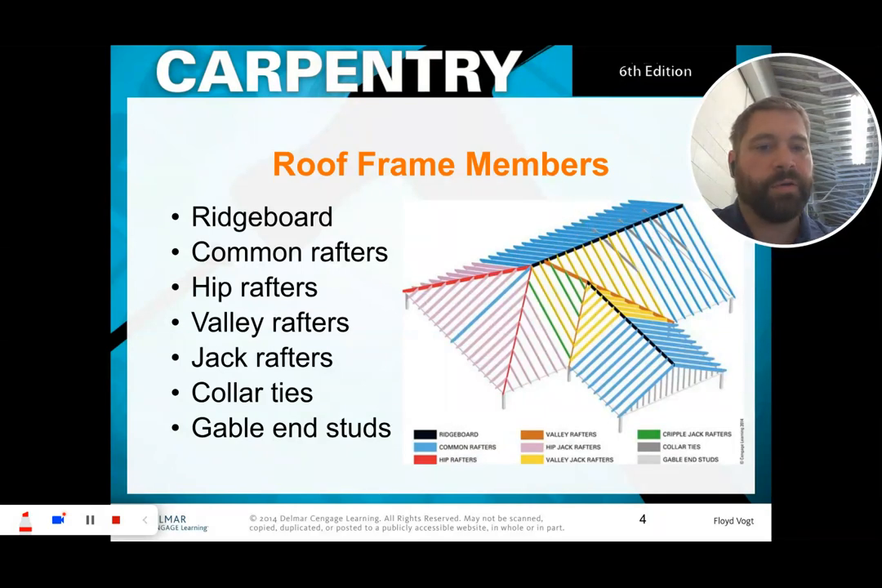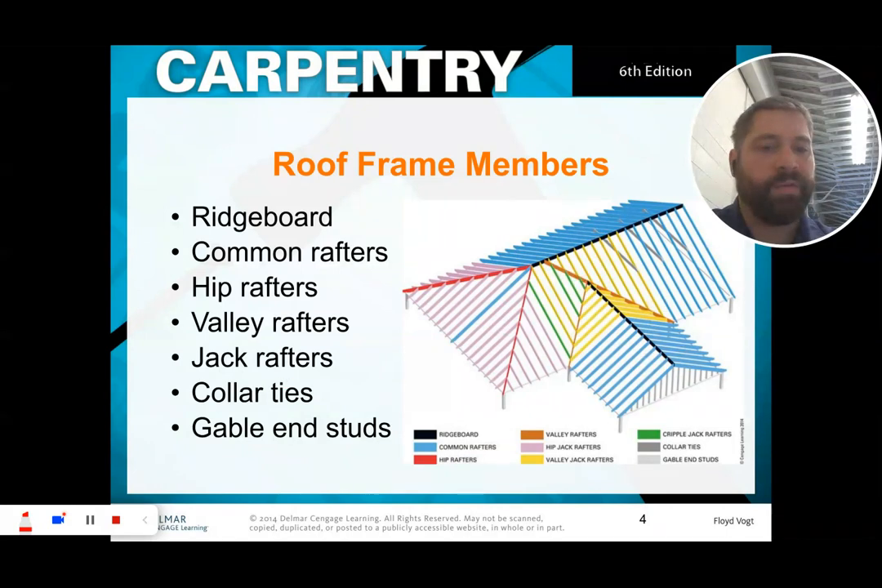Next that we have are our hip rafters. So it's that nice red color. Here we have one hip rafter, and up here we have another hip rafter. The next that we have is the valley rafter, which is this orange color or maybe burnt sienna, depending on your color palette. And here we have that one coming up and down right here.